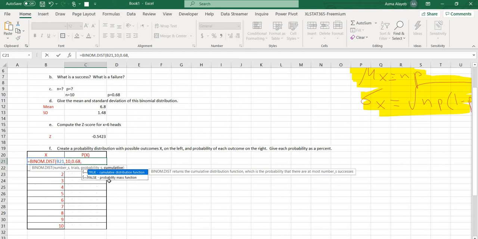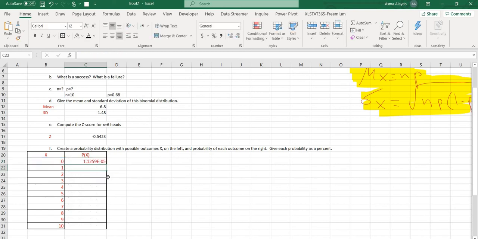Then it's asking me, do you want to accumulate these probabilities and add them up as you calculate them? And the answer is no. I don't want to. I want to compute the probability for each of these outcomes. So I'm going to choose false and then click enter. I will go to the previous cell and I will double click to populate my table.